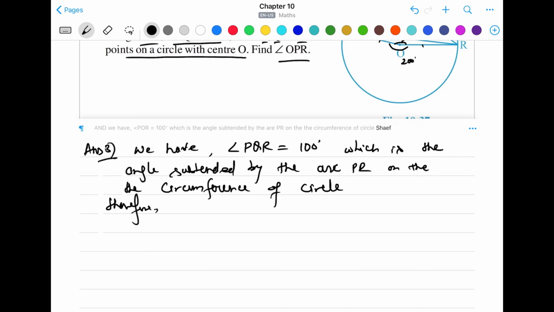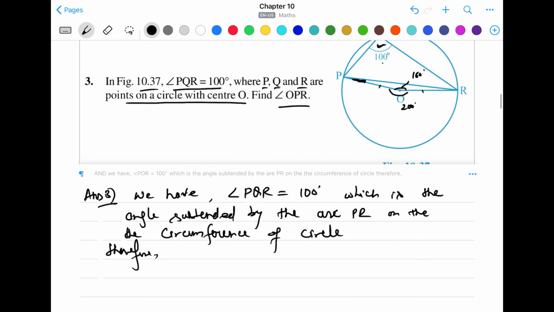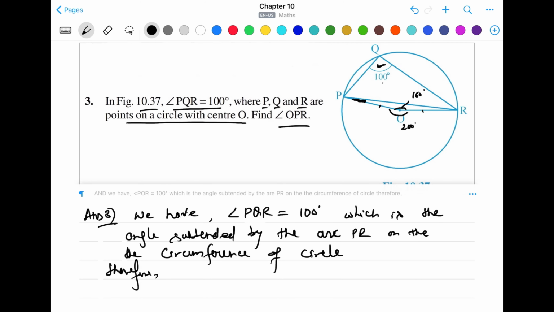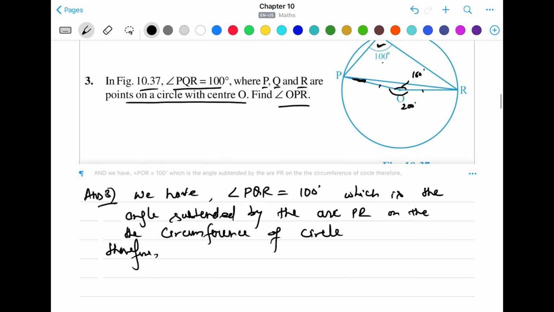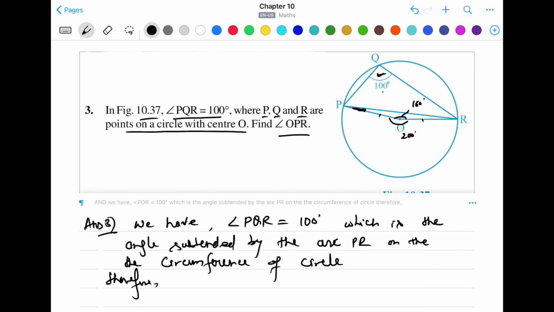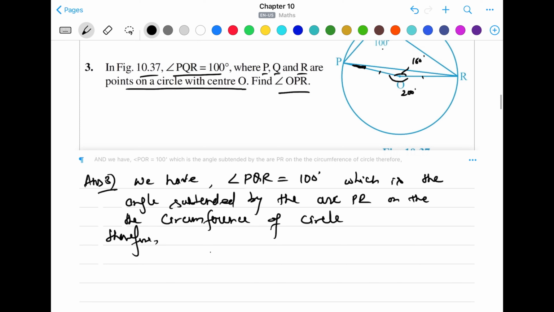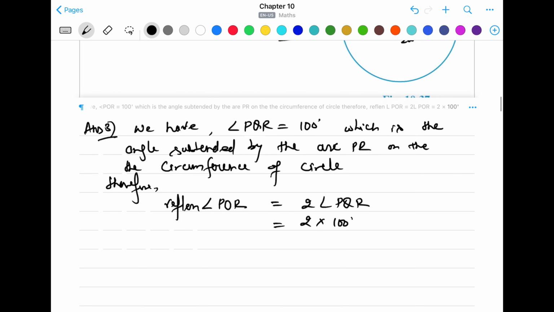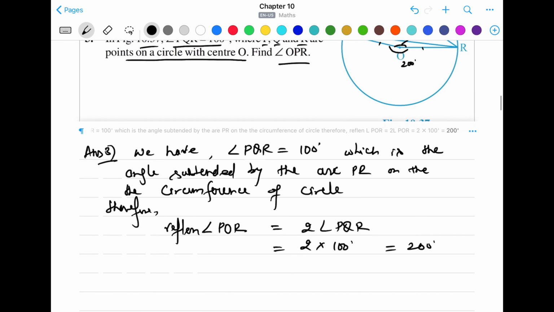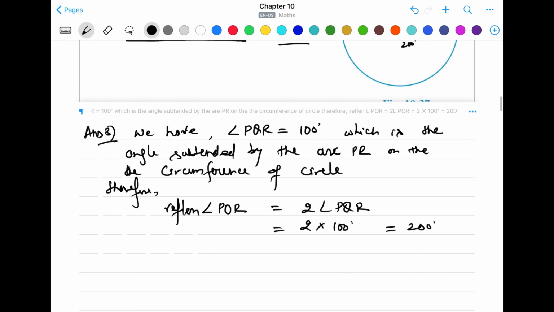Therefore, since this is the angle made by this arc PR at any point on the circle, its angle made by the same arc at the center will be twice of this. That is, angle POR, which will be a reflex angle, will be twice of angle PQR. Since this angle is given as 100 degree, this will be 200 degree. So this reflex angle POR is 200 degree.